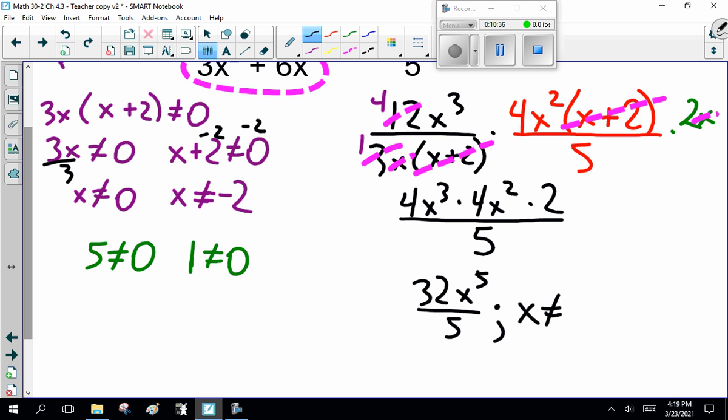X, don't forget your non-permissible values. X cannot equal 0. And x cannot equal -2. So that's what I expect you to be able to do. Now, annoying? Yeah. Doable? Yes.